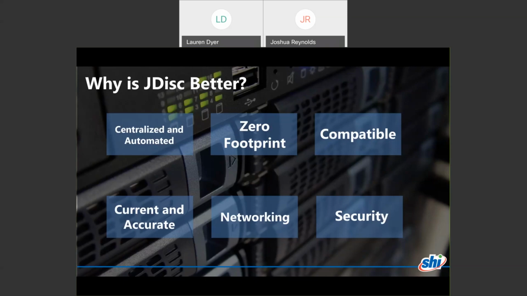It is current and accurate, meaning unlike some other systems in your infrastructure that may have older data, maybe the database isn't purged as regularly as it could be, so you're trying to figure out from older records and current records what's actually the truth. JDisc doesn't worry about those sort of things because it's reaching out across the network, scanning and interrogating devices and pulling down what is the real truth today about my hardware, my software, and my configuration.